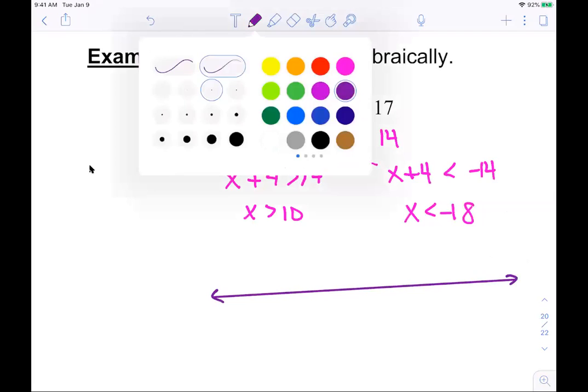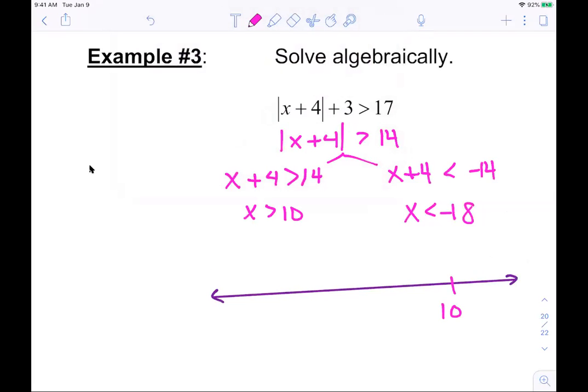So on my line, here's 10, down here is negative 18. I'm not putting all the little tick marks in between. We're beyond placing all those numbers. X is greater than 10 says parenthesis at 10, bigger than 10. X is less than negative 18 says parenthesis at negative 18, less than negative 18.